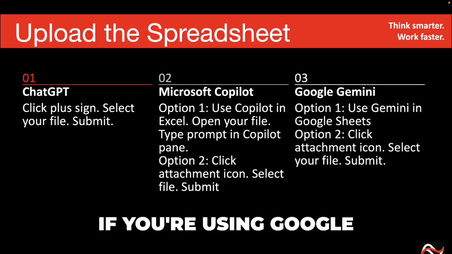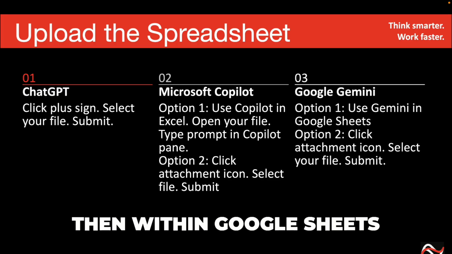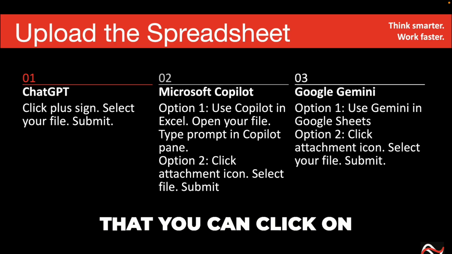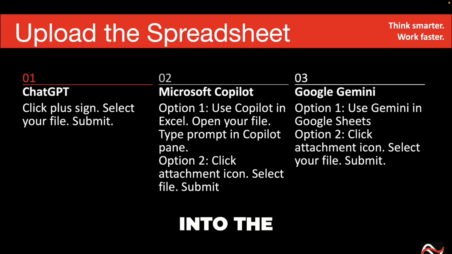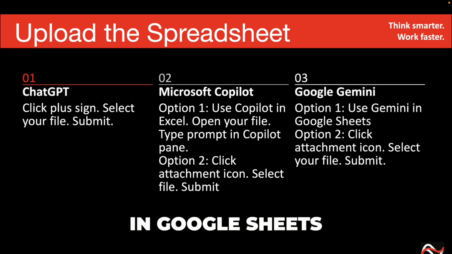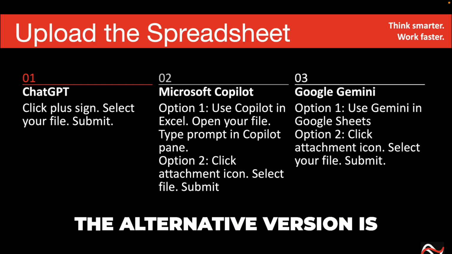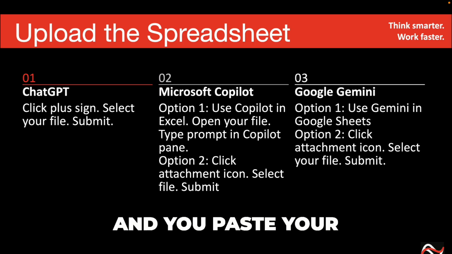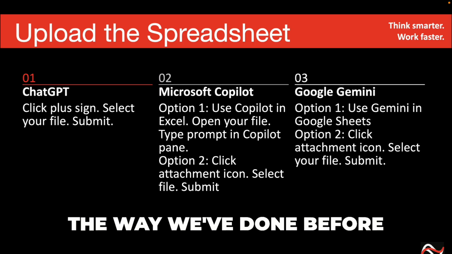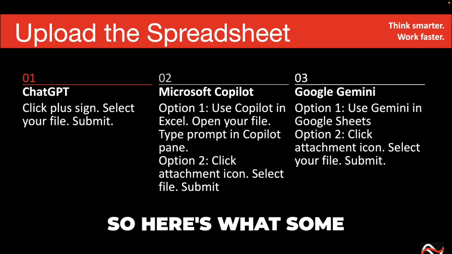If you're using Google Workspace, then within Google Sheets, there's the Gemini icon that you can click on, and then you would paste your prompt directly into the box in Google Sheets. The alternative version is you go to the website for Google Gemini and you paste your prompt there, the way we've done before. So here's what some of that looks like.